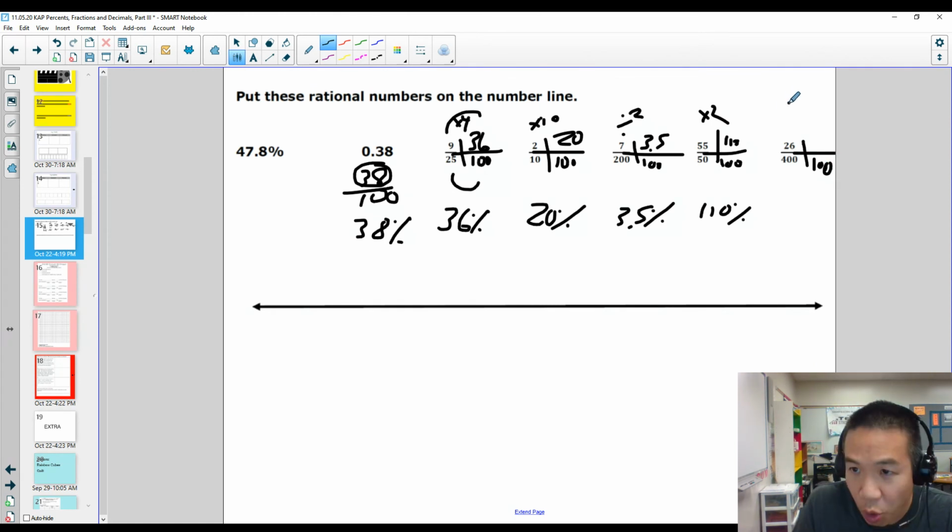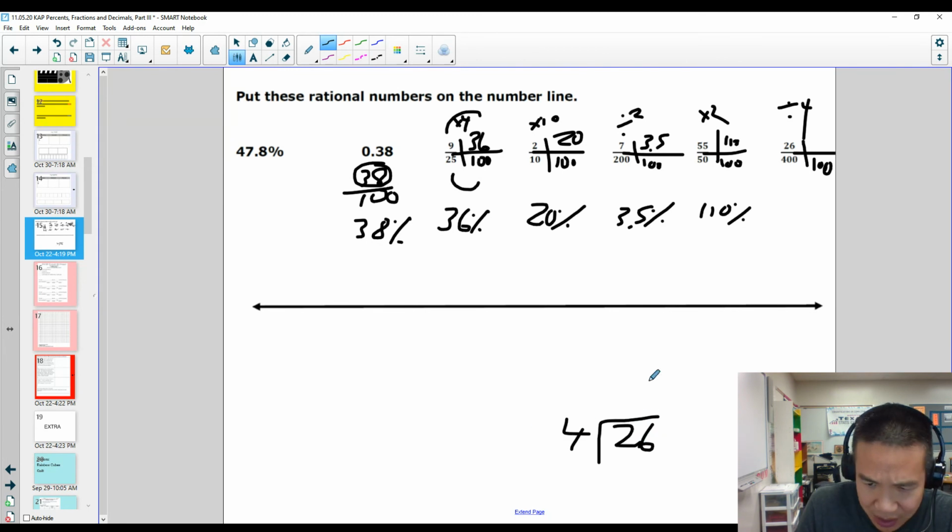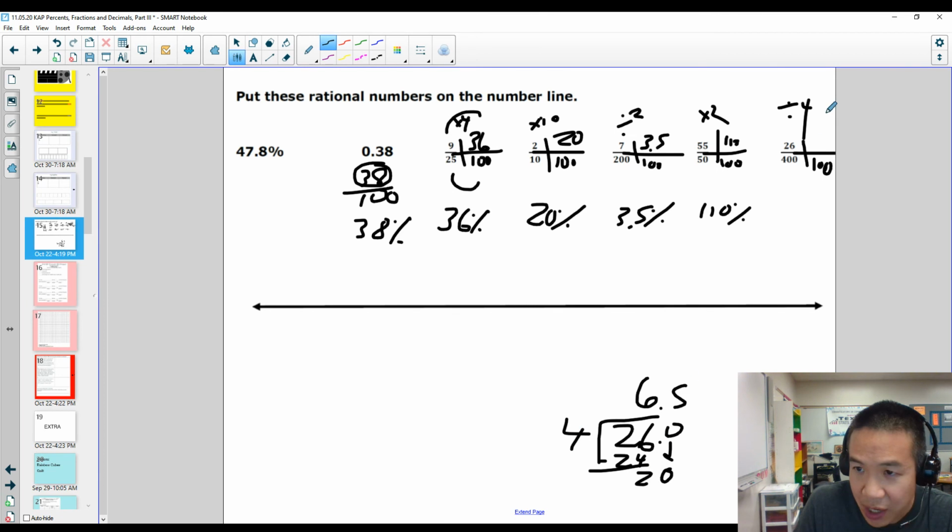Divided by 4. And I'll be honest, I have no idea what 26 divided by 4 is. 4 goes into 26, 6 times. We're left with 2 left over. Annex 0. 4 goes into 20 5 times. So it's 6.5 out of 100. Again, percent is anything out of 100. So that's 6.5%. Whoops.